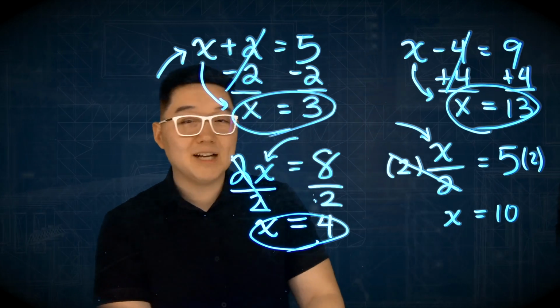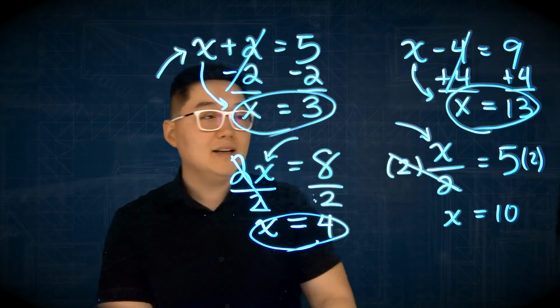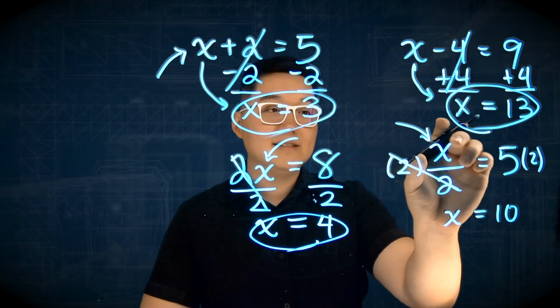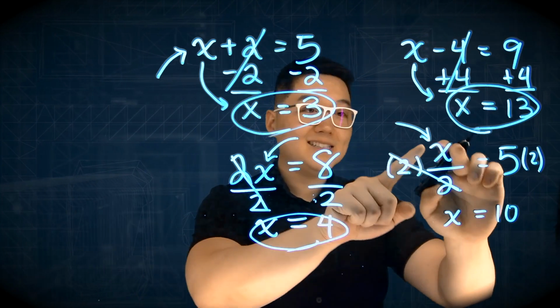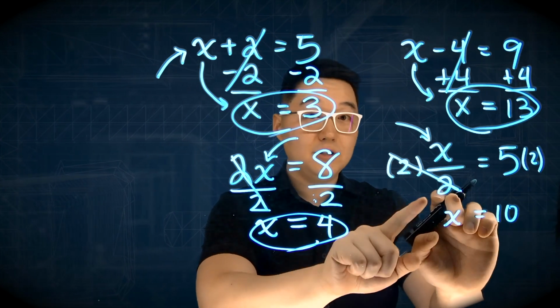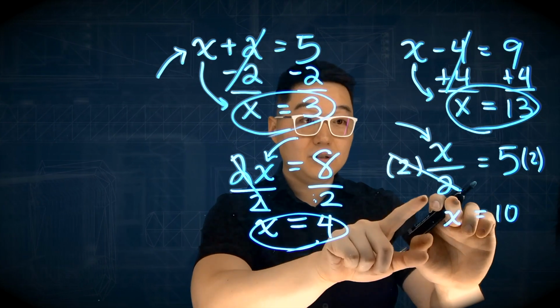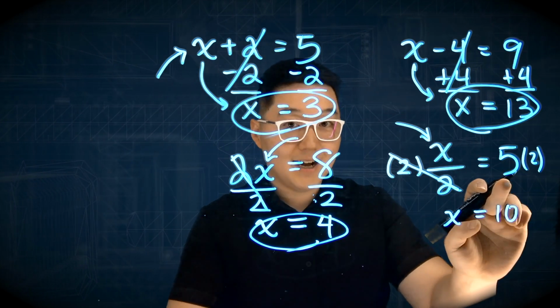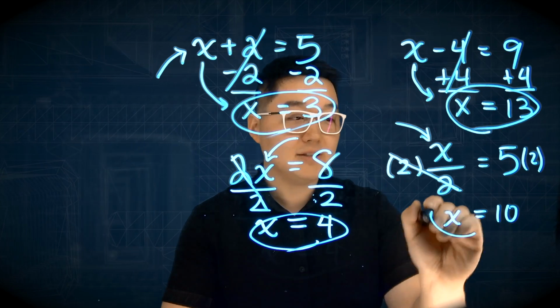Now let's just double check to see if that actually works. If I take this x and substitute it here, what is 10 divided by 2? 10 divided by 2 is in fact 5. So this is a correct solution.